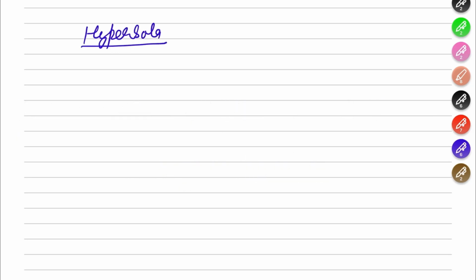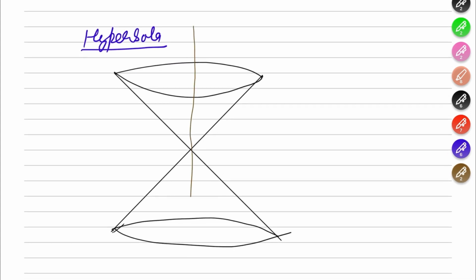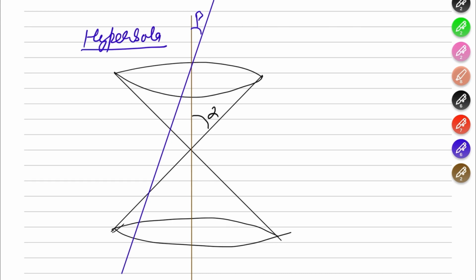Hyperbola. So in the case of a hyperbola, let's say this is a cone like this. Suppose this is the axis of our cutting plane, such that it is like this. Suppose that this is making beta, and we already discussed that this is alpha. In this case, beta is less than alpha.